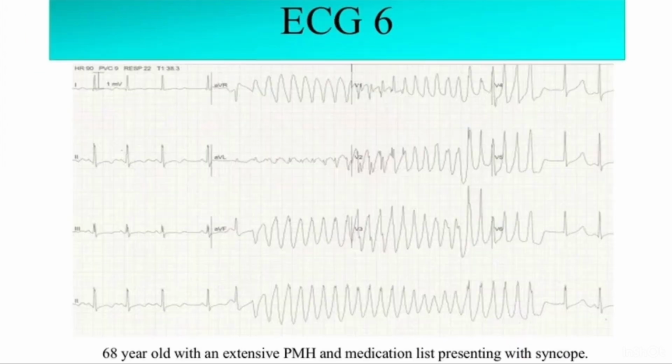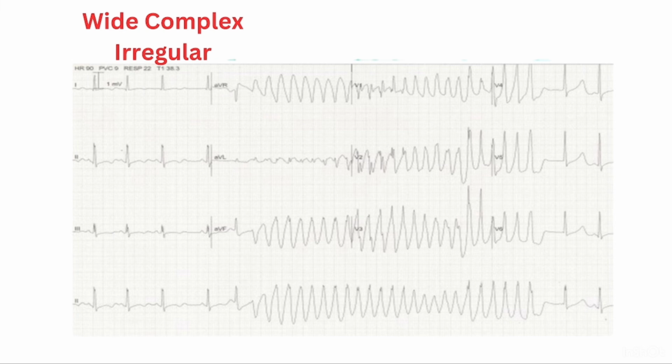Case 6. 68-year-old male comes with syncope. This is a wide complex tachycardia, QRS more than 120 milliseconds. The rhythm is irregular. Take 5 seconds and enjoy those twists around the isoelectric line.